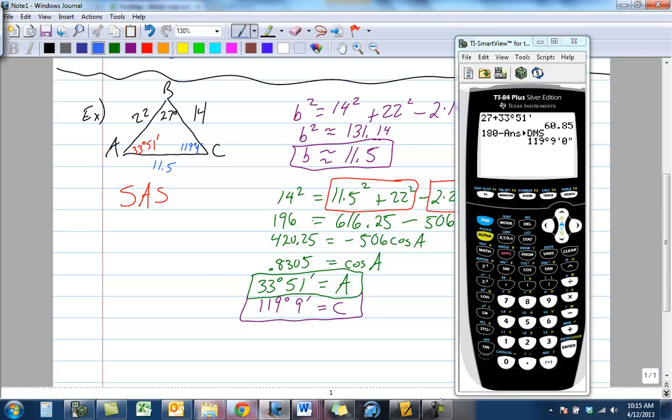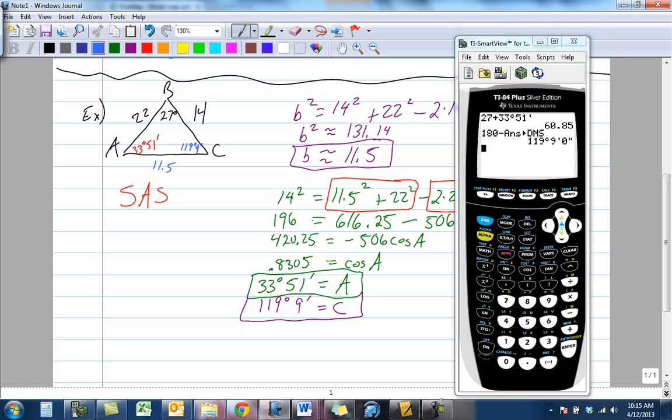Another thing that we taught you in geometry is, remember, the bigger the side, the bigger the angle. Or vice versa. The bigger the angle, the bigger the side. Which is the smallest angle here? The smallest angle is 27. And its opposite side is 11.5. That happens to be the smallest side as well, right?